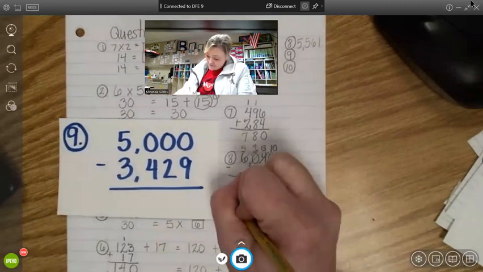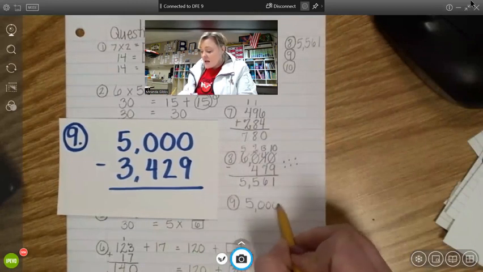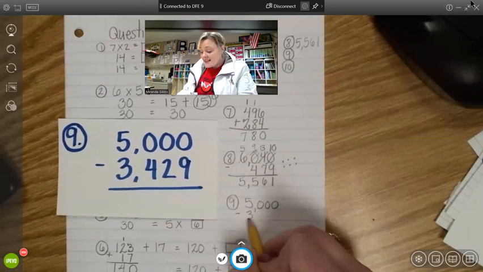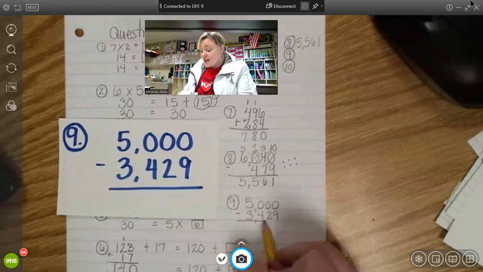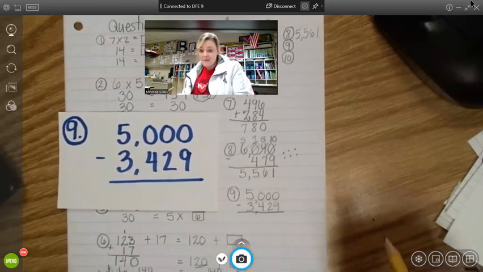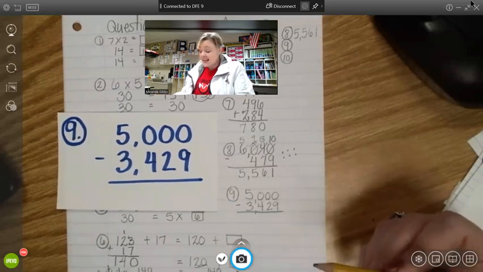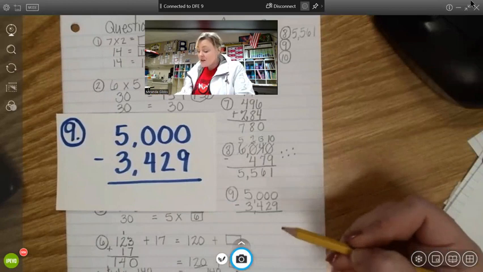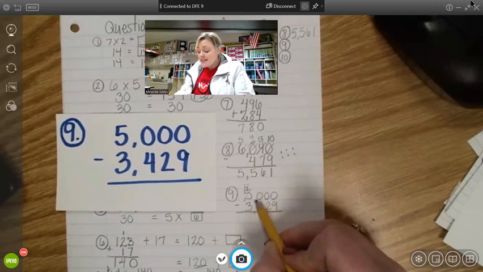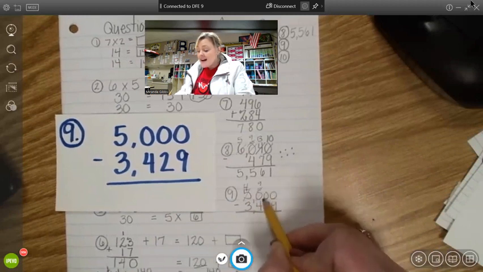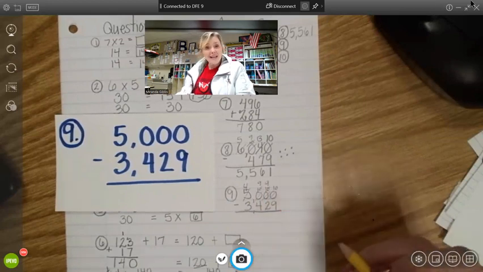Number 9. We have 5,000 minus 3,429. We already know that there's going to be a lot of regrouping in this problem, so pay very close attention. 0 cannot help the 9. It cannot take away 9. We have to have help, right? Go all the way to the 5. Change the 5 to a 4. This becomes a 10, then a 9, 10, then a 9, 10, and now we can begin.